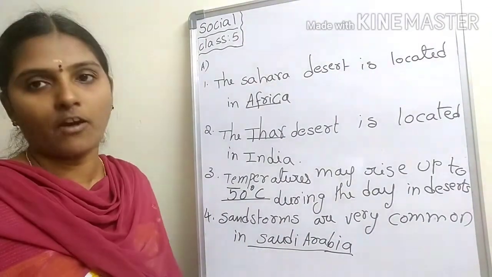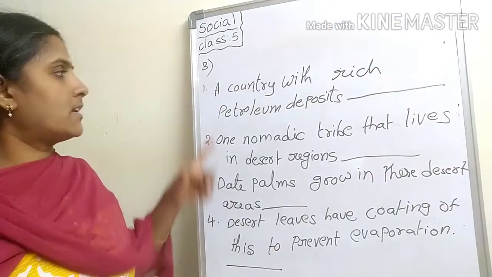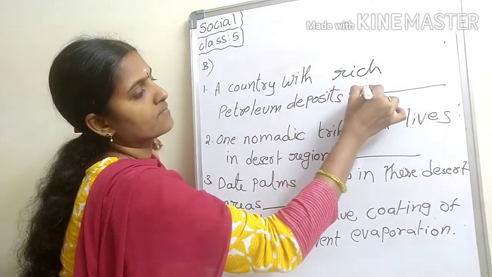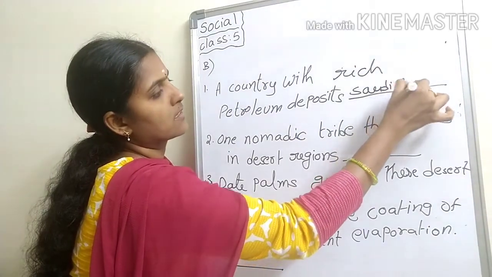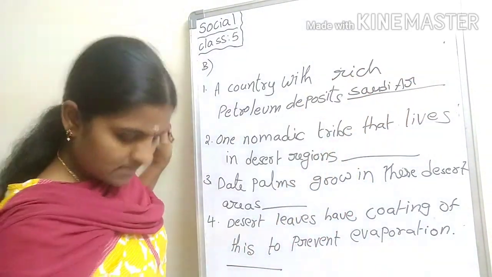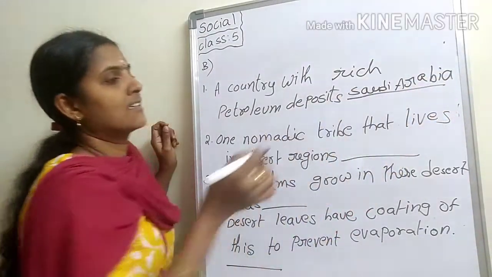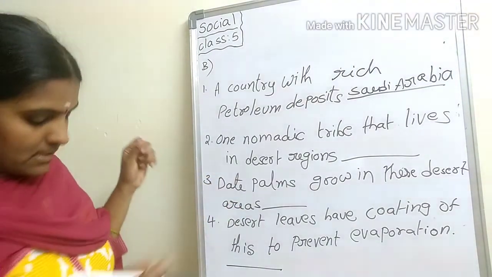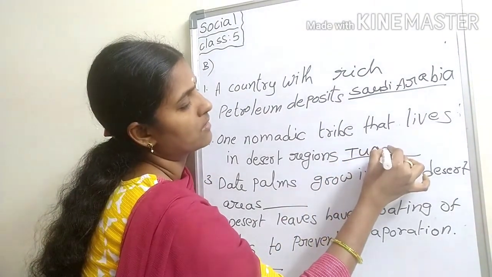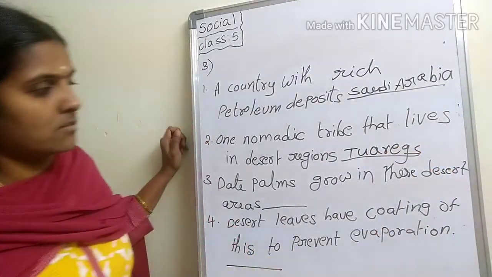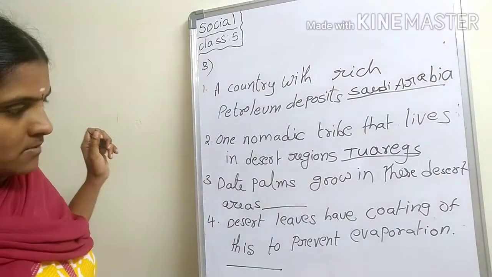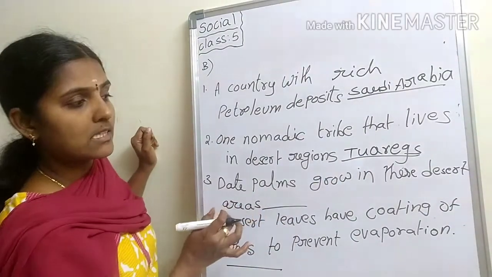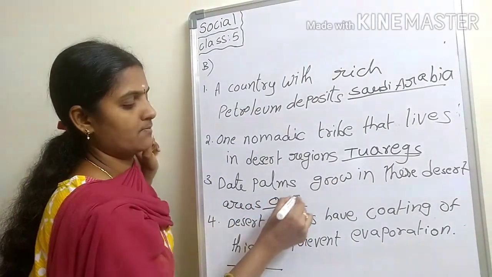Next, name the following. Name the first one: a country with rich petroleum deposits. Saudi Arabia. One, nomadic tribes that live in the desert region. Date palms grown in these desert areas. Oases.